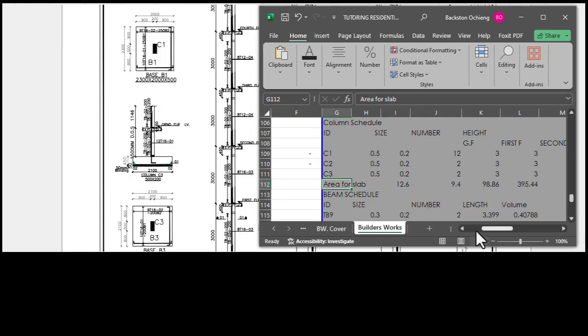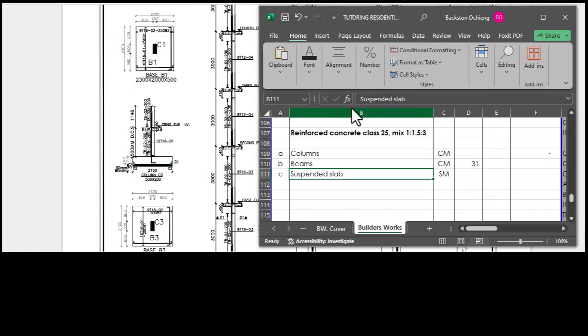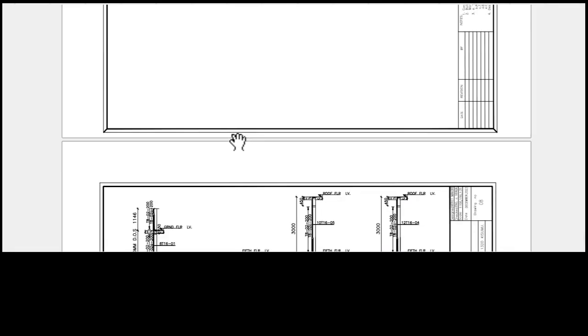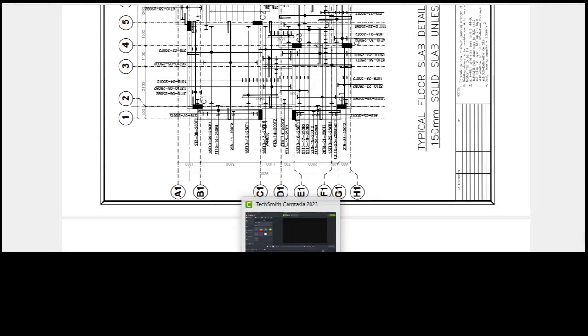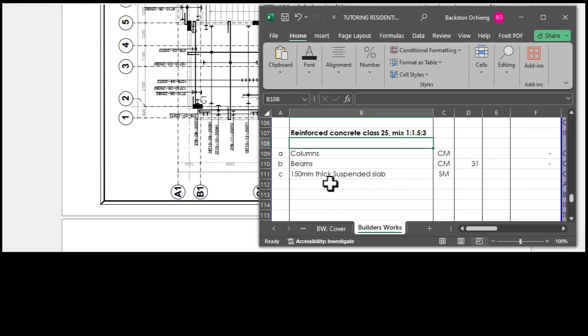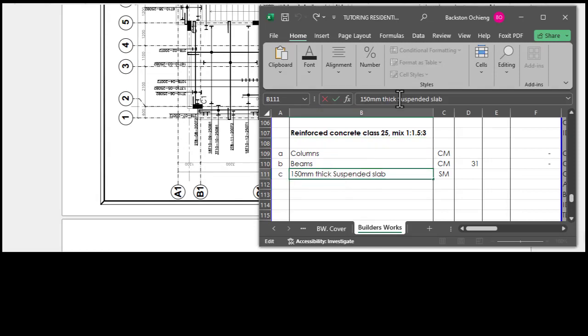Okay, so it means in this case we can have suspended slab, but then of course include the thickness, 100 millimeters thick suspended slab. Okay, in case you are not sure about that, then you can go to the slab that we've just measured and confirm if it's really 150. Okay, it's indicated as 150 millimeters solid slab unless otherwise shown. So this is 150 millimeters. So what we have is 150 millimeters thick suspended slab.